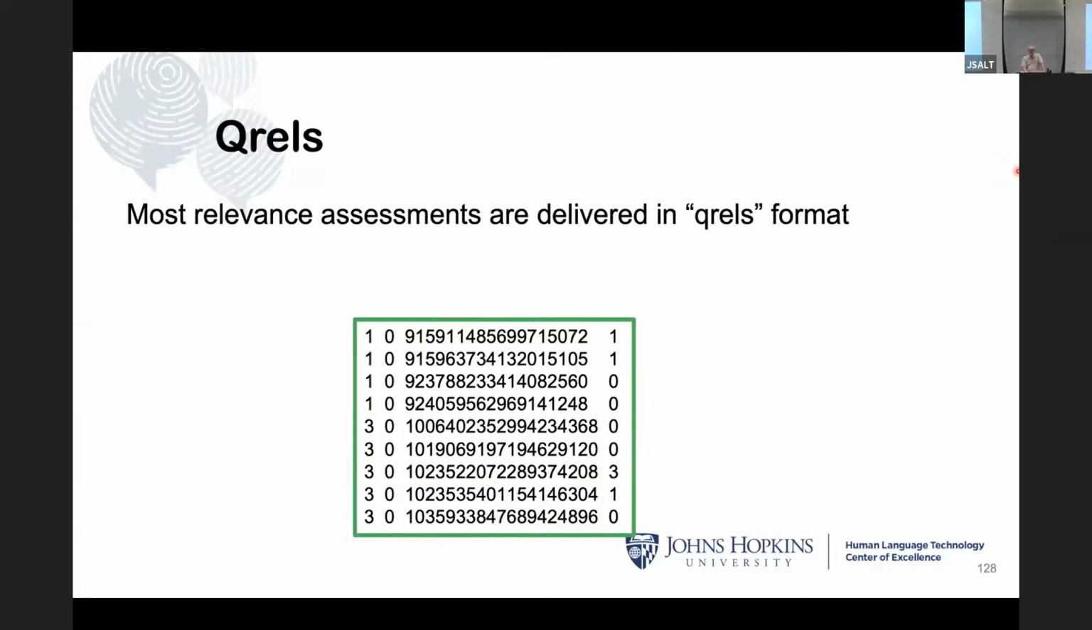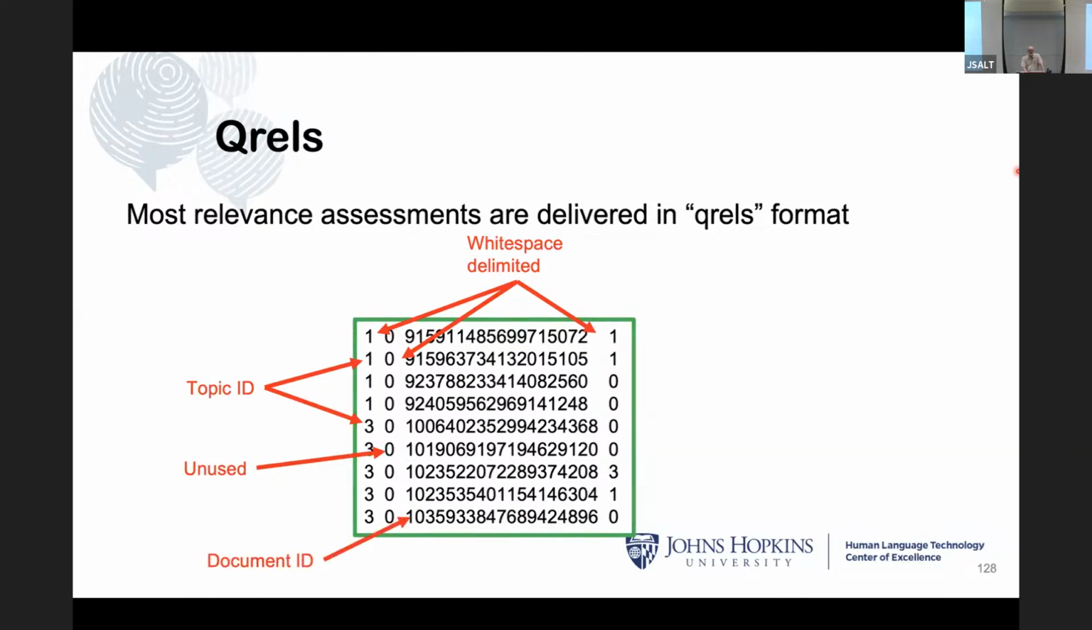Relevance judgments are always expressed in what are called QRELs. This is the TREC format for expressing relevance. They are white space delimited, one document and query per line. The topic ID is the first column. Second column is unused for historical reasons. You just make it 0. The third column is the document ID. That'll be whatever document ID you're given as a collection. Here it's just some number, but it could be document 42 or whatever. And then the relevance judgments are last.